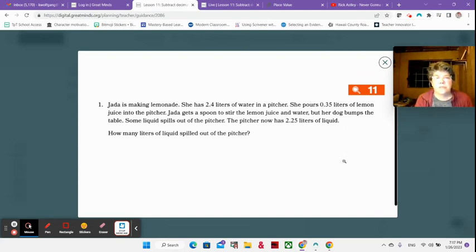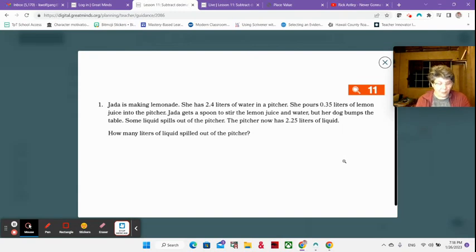Jada gets a spoon to stir the lemon juice and the water, but her dog bumps the table. Some liquid spills out of the pitcher. The pitcher now has 2 25 liters of liquid. How much liquid spilled out of the pitcher? Okay, so like with all word problems, what can we draw to represent this problem?